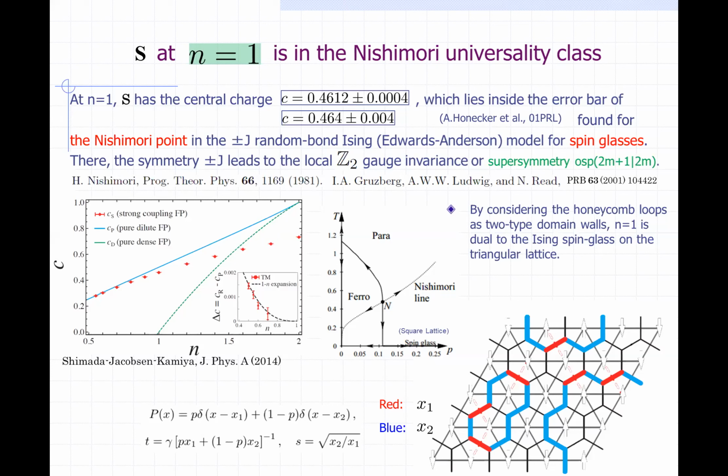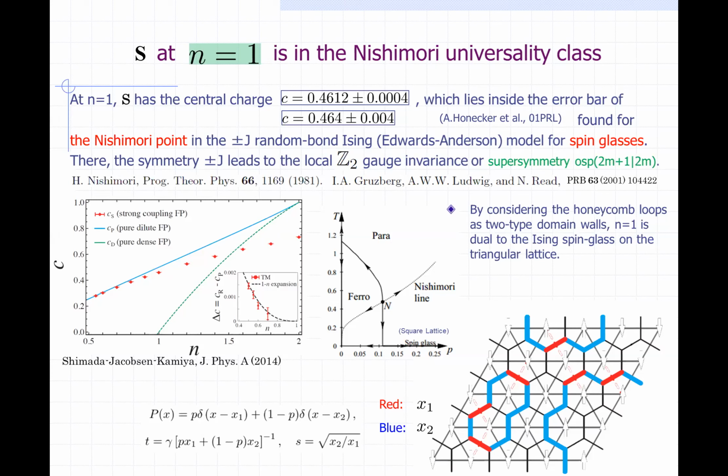Well, let me try to understand this. You had this parabola-like thing, right? For n equals 1, you had this strong disorder fixed point. And my feeling is that you identified it with the Nishimori point? At n equals 1, I believe that. There is strong evidence that it corresponds to the Nishimori multicritical point. Right.